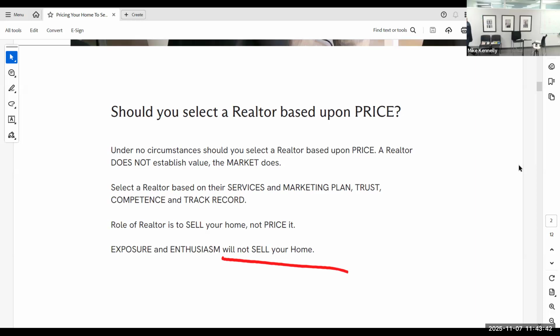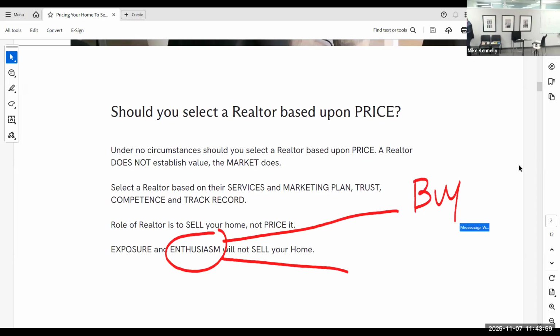But let me tell you who we should have enthusiasm for. Can you tell me, Mr. and Mrs. Seller, who we should make enthusiastic about your house? Buyer? Sure. We want to make a buyer really enthusiastic about your house. What do you think is going to make a buyer really enthusiastic about your house when they see it on realtor.ca? What's the first thing that's going to jump out at them? The price.